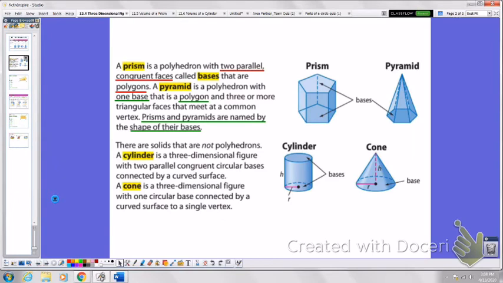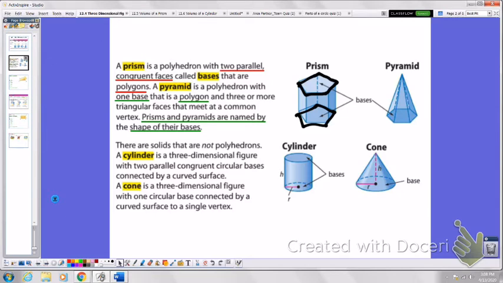Alright, so this slide here, guys, is basically just referring back to everything that I was just saying on the last slide. A prism is a polyhedron with two parallel congruent faces called bases. So if we look at this prism here, we see there are 5 sides to these bases, making it a pentagon. So that would be a pentagonal prism.